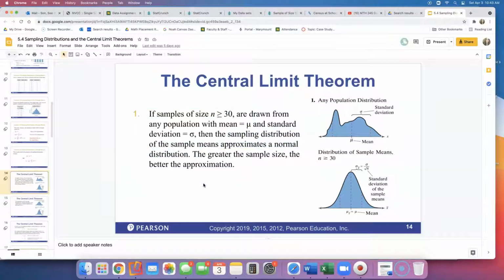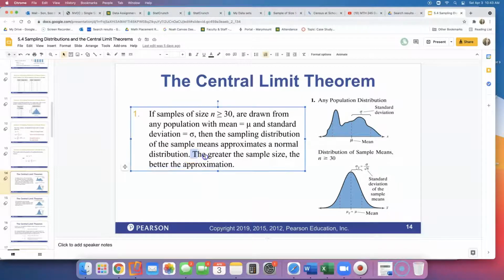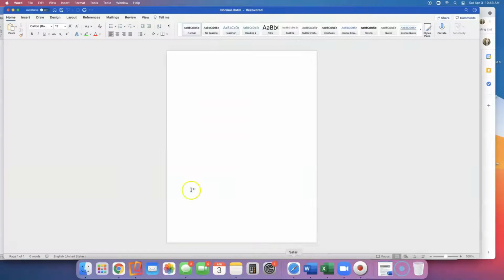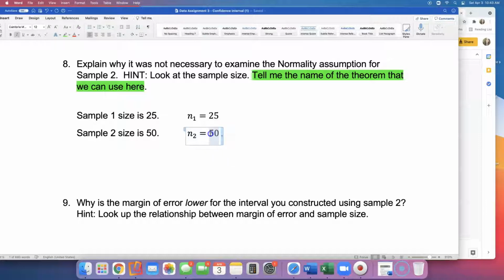So that is how you can type it up, okay? I want you to give me the sentence, okay? The greater the sample size, the better the approximation. And the reason is because 50 is bigger than 30. That's why we get, I want you to type it up. I have a baby on my left hand, so I can't really type it with both hands right now. So that was number 8, okay? So I want you to mention the central limit theorem and talk about the sample size of 50.